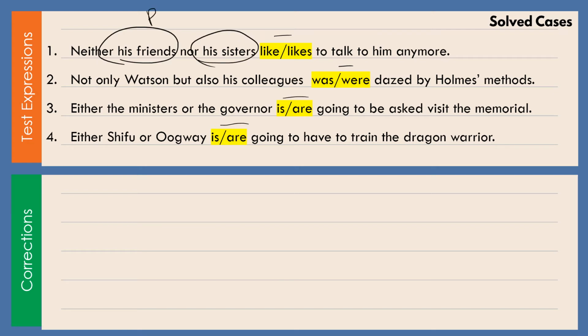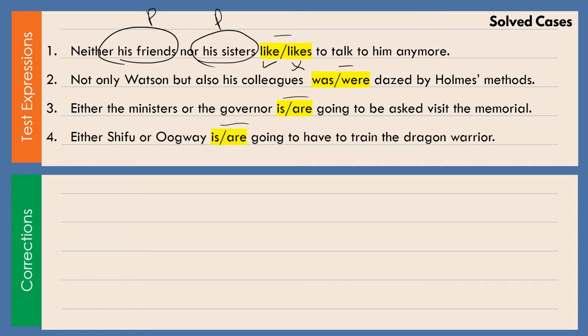The first subject is plural. Second is also plural. And the second subject also happens to be more proximal to the verb. So you want to go with the plural verb form, right? Because the plural subject is more proximal. So the verb form is "like" and not "likes". "Like" will be the correct verb form here.